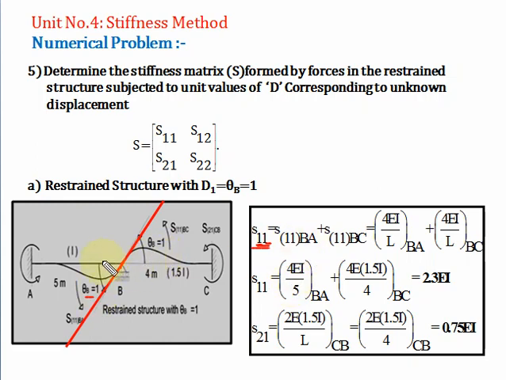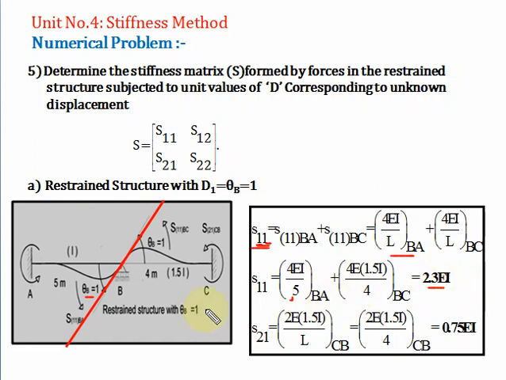Now here as we give the unit rotation, there will be a moment induced, and that moment induced will be 4 EI upon L in member BA and 4 EI upon L in member BC. Here we know the value of I, for member AB it is I. So 4 EI and length of member AB is 5. So 4 EI upon 5 plus, now the moment of inertia of member BC is 1.5 I, put that value here, and length of member BC is 4. So 4 E into 1.5 I upon 4. If you solve this, it is 2.3 EI.